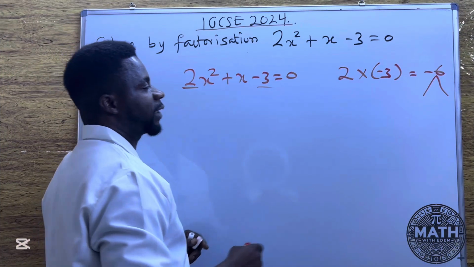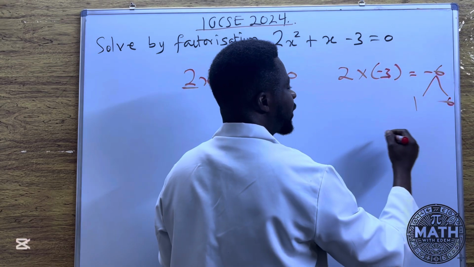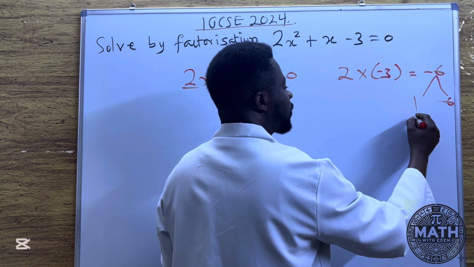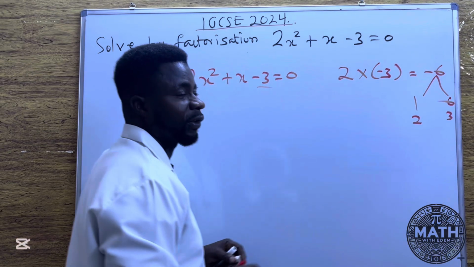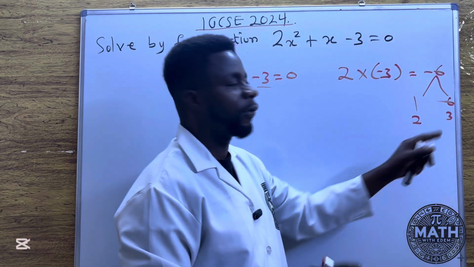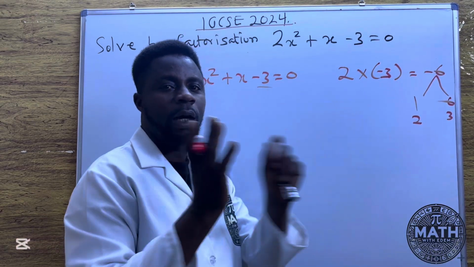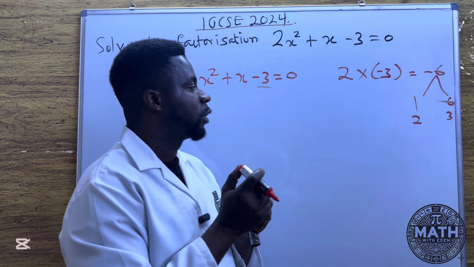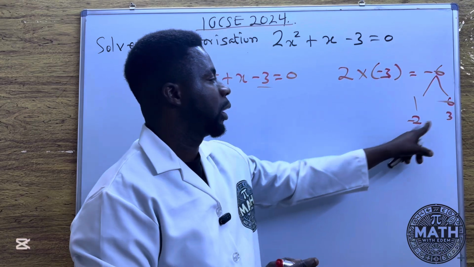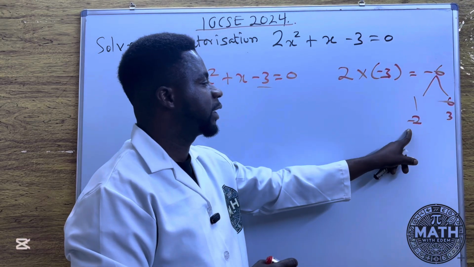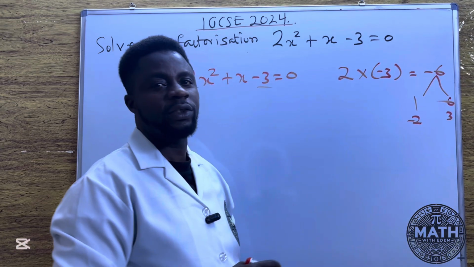So let's look for the factors of 6. We have 1 and 6, and then we have 2 and 3. So these are the factors of 6. Let's look for 2 factors that when we multiply, we get negative 6, and when we add them, we get 1. So we can have negative 2 and 3, because negative 2 times 3 gives us negative 6, and when you add them, you get 1.